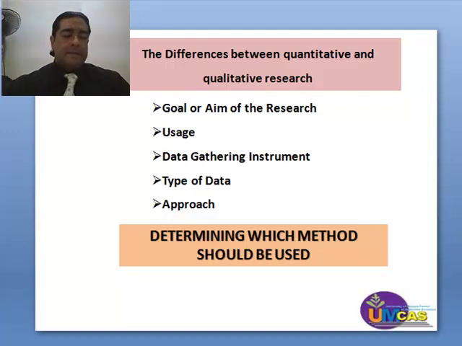On the other hand, quantitative research makes use of tools such as questionnaires, surveys, and other equipment to collect numerical or measurable data.